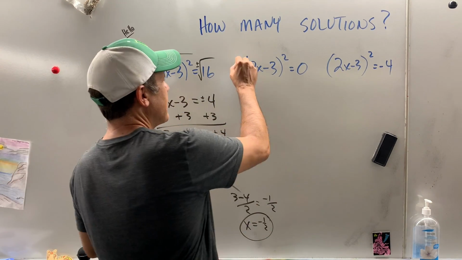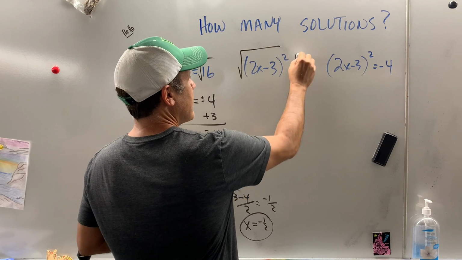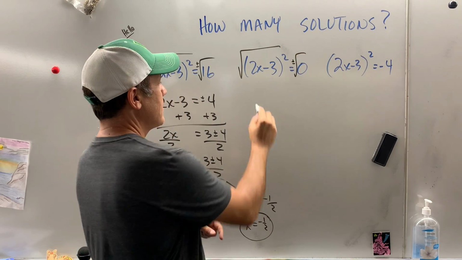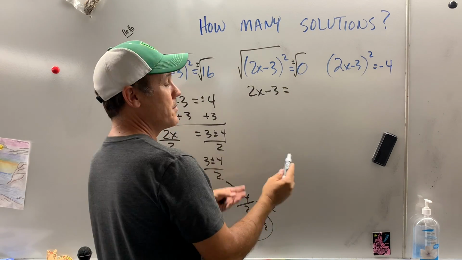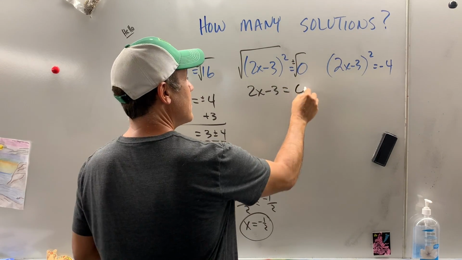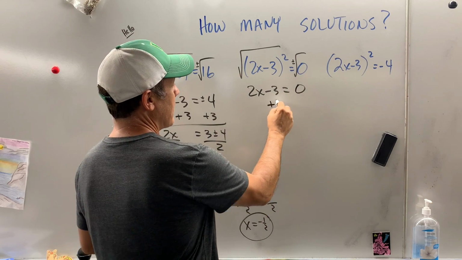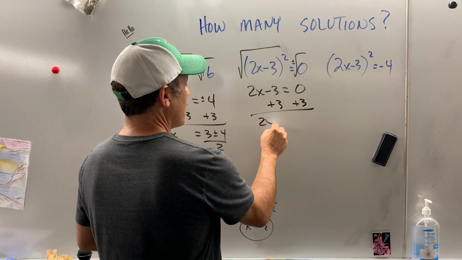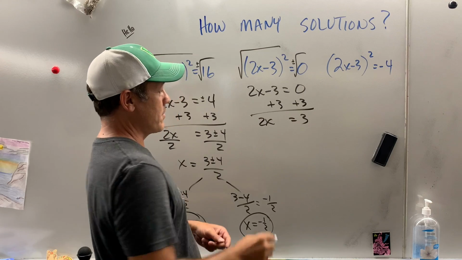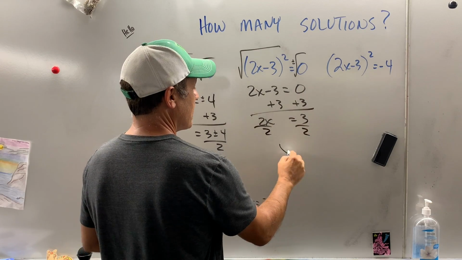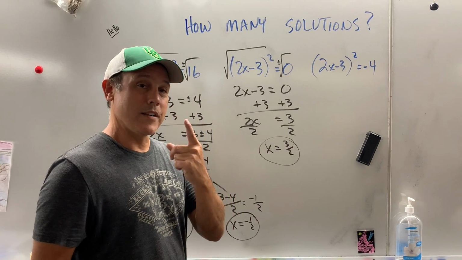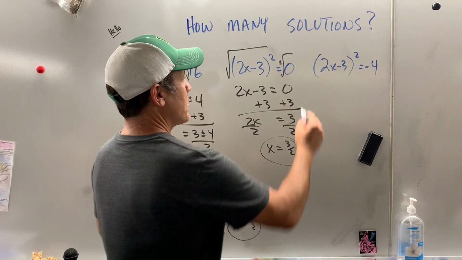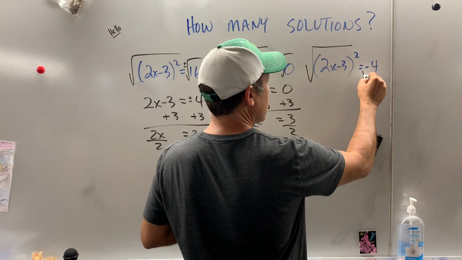How about here? When I take the square root of that, again, plus or minus. I have 2x minus 3 equals, well, the square root of 0 is 0, and there's no such thing as plus or minus 0, so it's just 0. Now we add 3 to both sides. We get 2x equals 3, divide both sides by 2, x equals 3 over 2. How many solutions? 1.